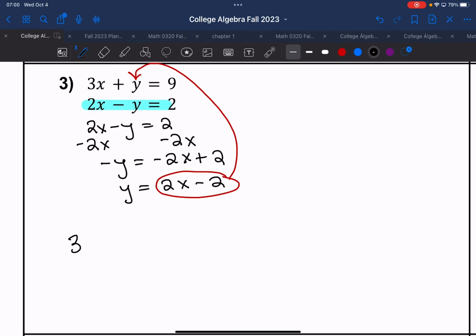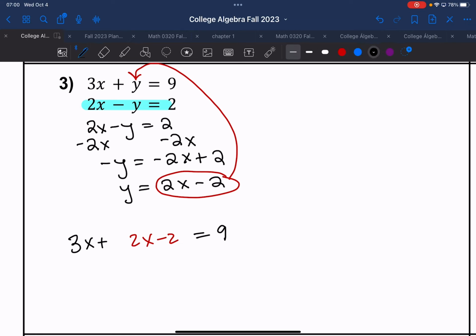So that means I have 3x plus 2x minus 2 equals 9. Anytime I plug anything in, I'm always going to plug it in with parentheses just in case. But in this case, do we need those parentheses? No. So I'm just going to go ahead and erase them. We always plug it in with parentheses just in case, but in this case, we didn't need anything because there was nothing in front of that y.